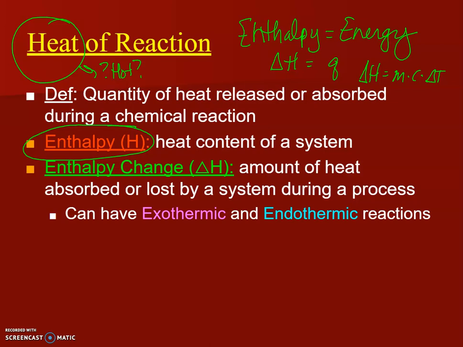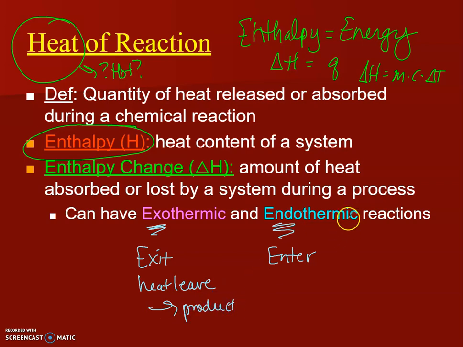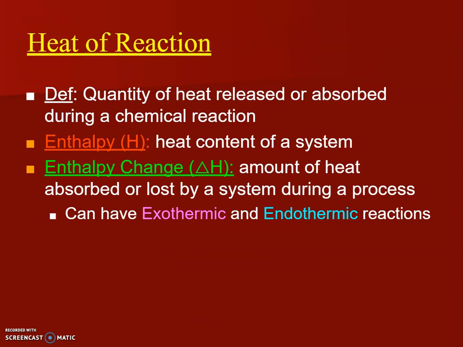When it comes to our enthalpies, we can have either exothermic or endothermic. Exo means to exit or exterior. Endo means to enter or to come in. So in an exothermic reaction, you are going to see heat leave the system, so it's going to be a product. Whereas in an endothermic reaction, you are going to need heat energy, or your quantities, to enter. It's going to be a reactant, and you're going to need that in order for the reaction to actually happen.